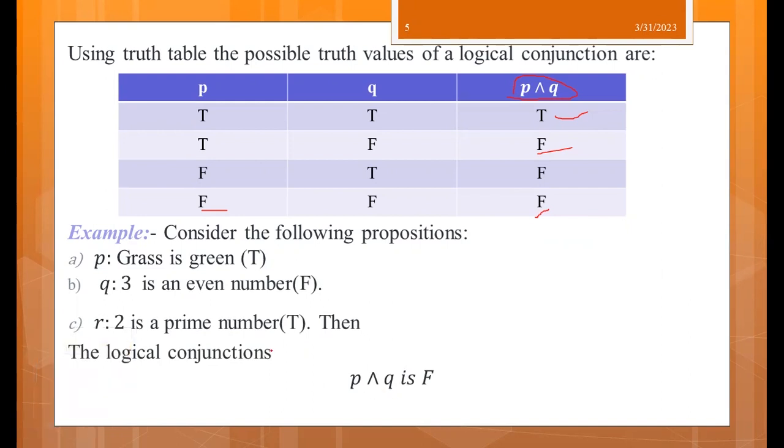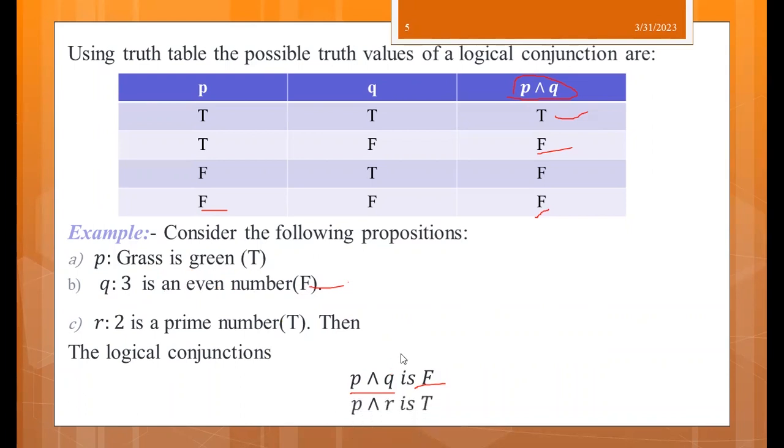P and Q means: grass is green and 3 is an even number. Because Q, 3 is an even number, is a false statement, even though the first one, P, grass is green, is true, true and false becomes false. Because for this logical conjunction to be true, both P and Q must be true at the same time.